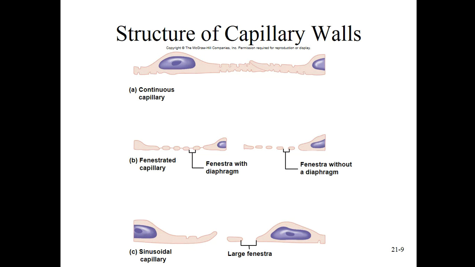Three different types of capillaries. Continuous capillaries. In this cross-section, we can see where one endothelial cell meets up with the other. There is just a tiny crack. In some cases, these are sort of stitched together. In many cases, the crack can kind of expand or shrink depending on those chemical factors.